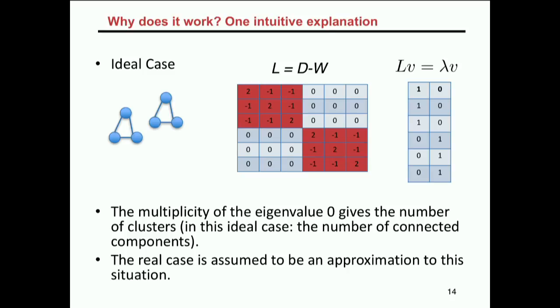And so what does the algorithm do? It uses the smallest eigenvalues. Eigenvalues are all non-negative. So what is the multiplicity of the eigenvalue 0? It is exactly the number of connected components. So think of this, what is the eigenvalue problem?